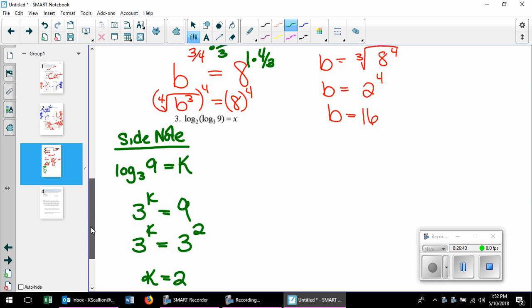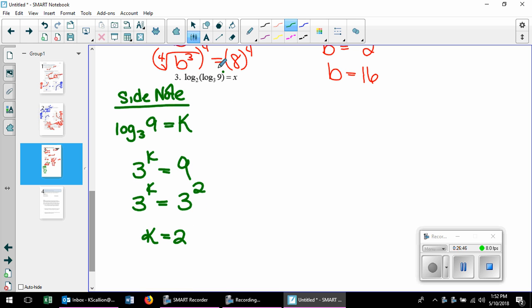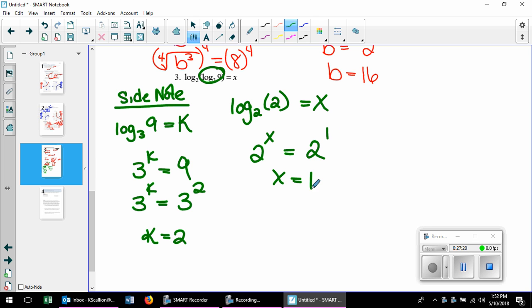Okay, so what you know now is that this has a value of what? 2. So now we're just going to write it as log base 2 of 2 equals x. Okay, put it in exponential form. 2 to the power of x equals 2. So that's a 1 over there. So x equals 1.